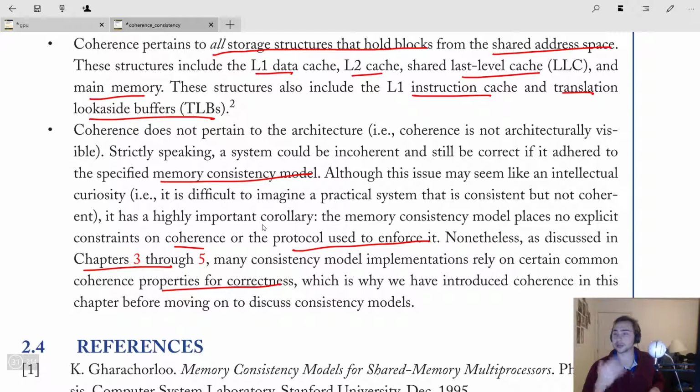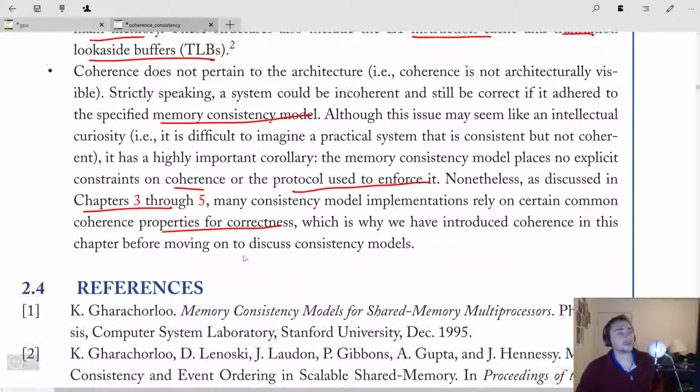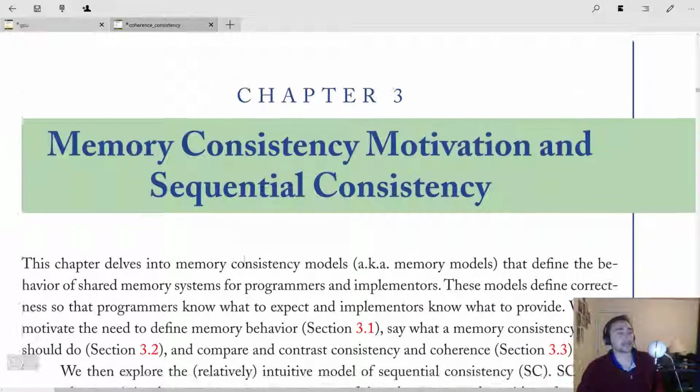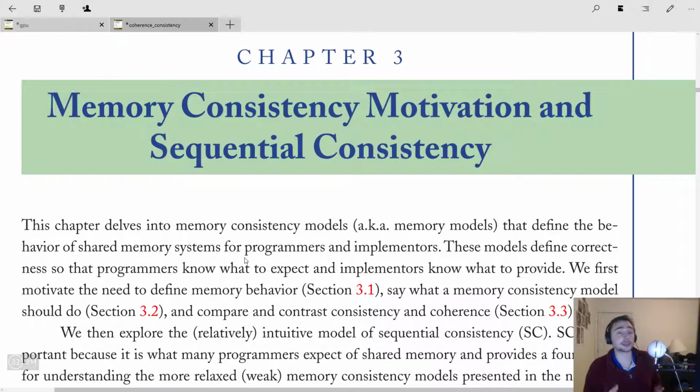So that's going to go ahead and do it for this episode. Next time, we'll start talking about memory consistency motivation and sequential consistency. We'll really reintroduce what memory consistency is, as well as introduce a very intuitive form of consistency, which is sequential consistency. But that's going to do it for this episode.